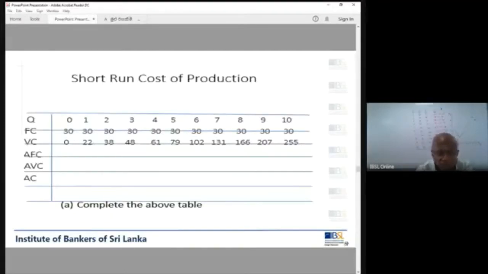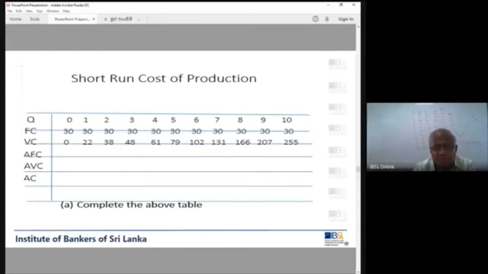I want to give you a homework question. Please calculate these things. Output, FC, VC, same numbers. But this time you are going to calculate AFC. What is AFC? Fixed cost divided by output. 30 divided by 0, 30 divided by 1, 30 divided by 2, 30 divided by 3. That is AFC. AVC? Variable cost divided by output. 0 divided by 0, 22 divided by 1, 38 divided by 2, 48 divided by 3, like that. AVC. AC is the sum of these two, AFC and AVC.